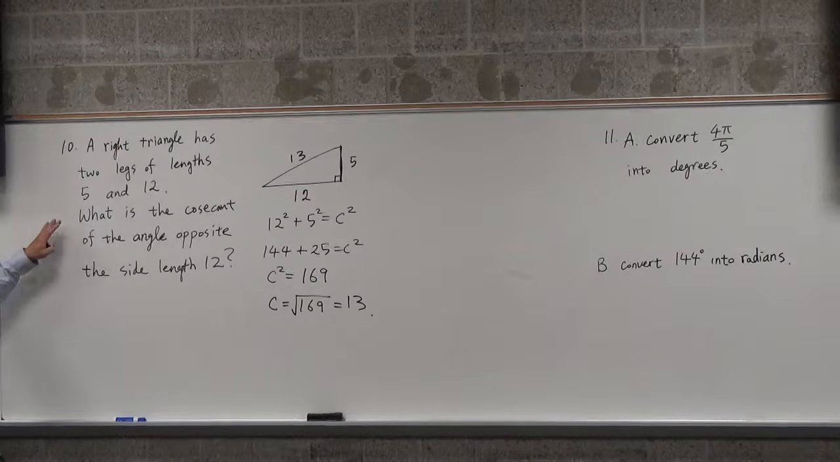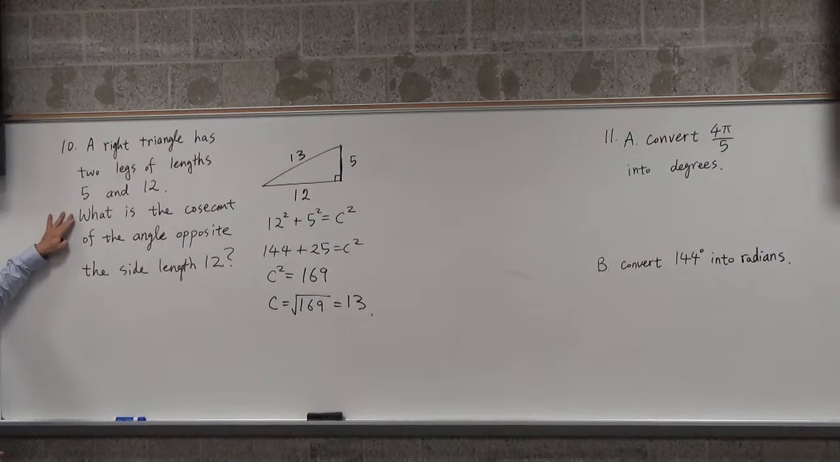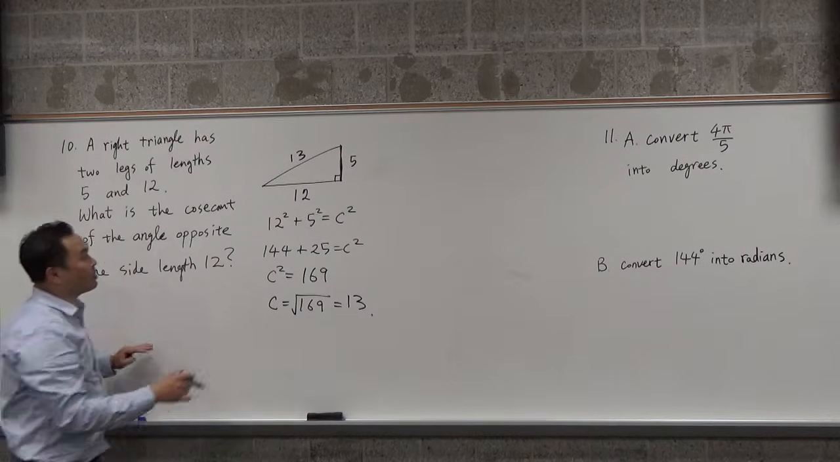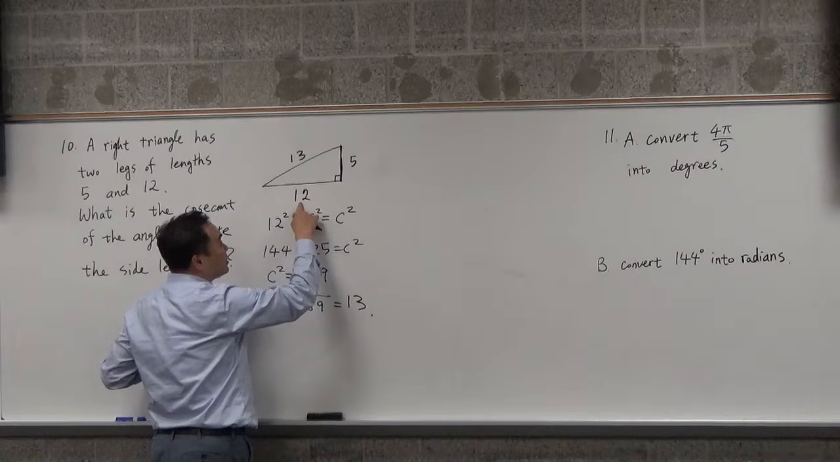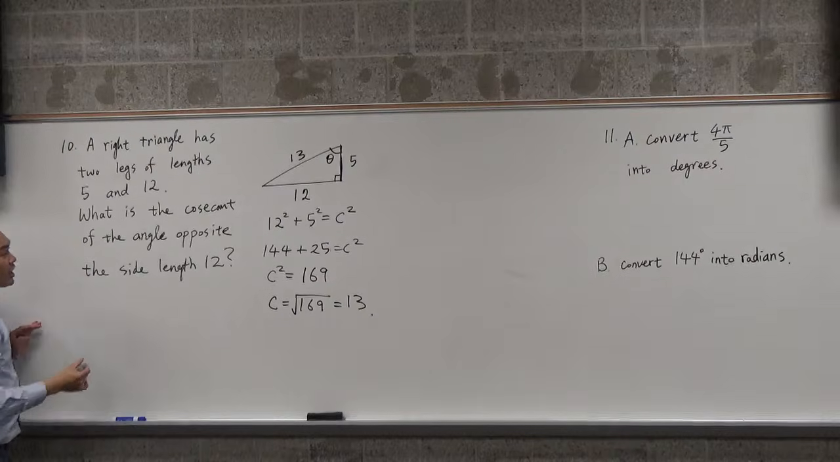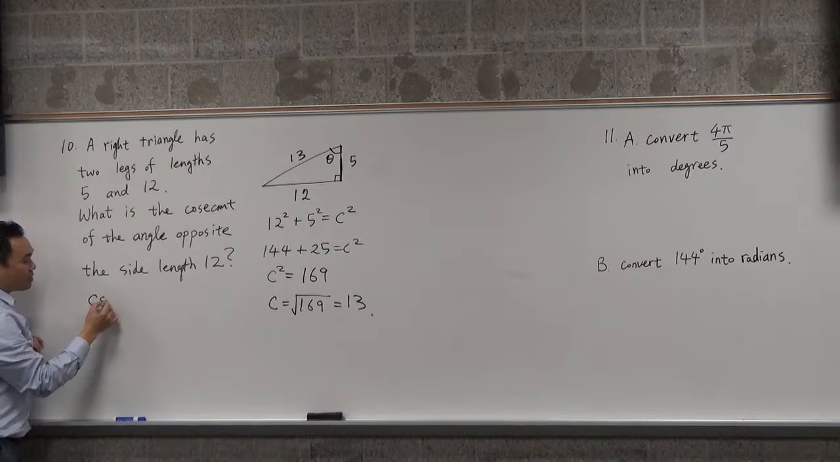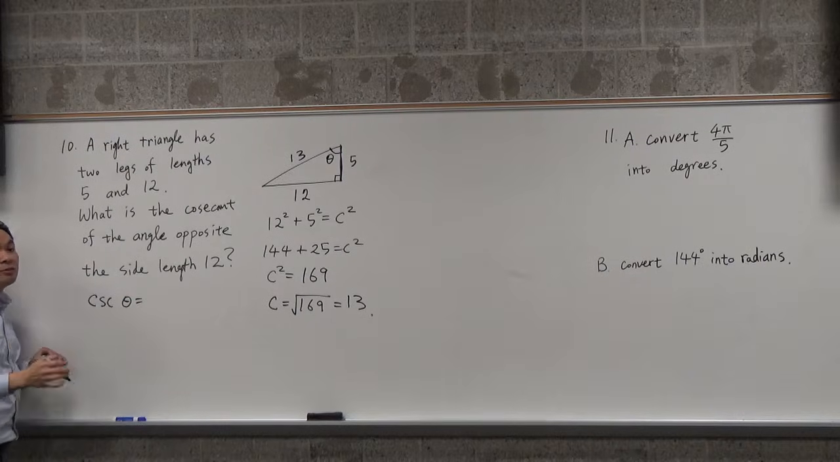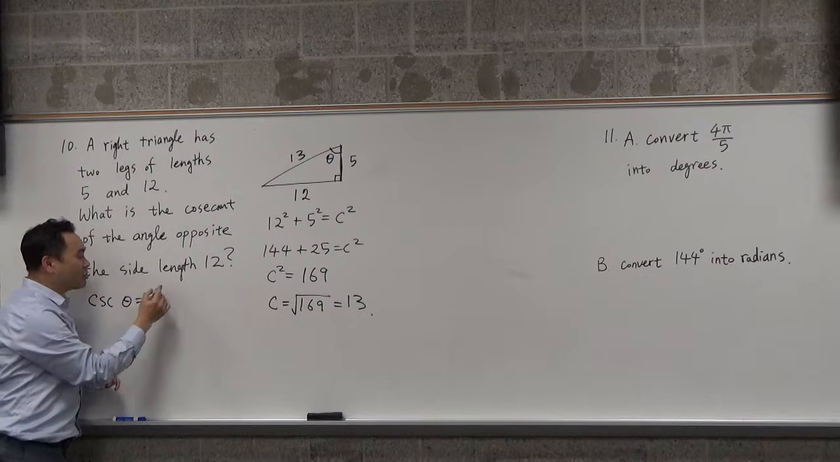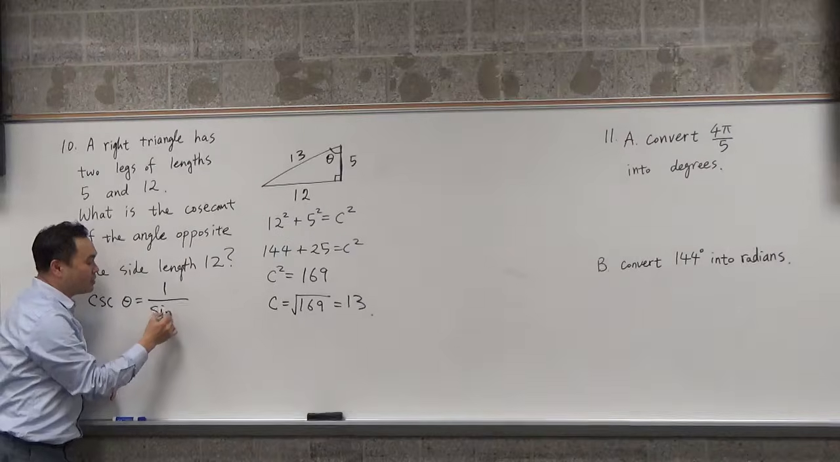Now let's carry on and read the question. What is the cosecant of the angle opposite the side of length 12? Okay, where is this angle at? It's opposite this side, so this must be angle theta. And the question is asking for cosecant of theta. Now, cosecant of theta is the reciprocal of sine. It's 1 over sine. Yeah, it's the reciprocal of sine.